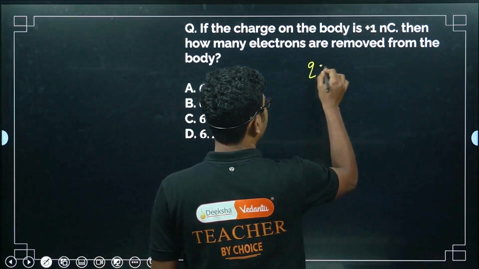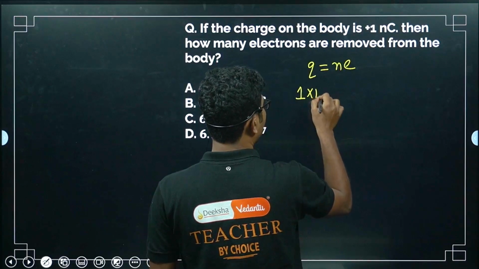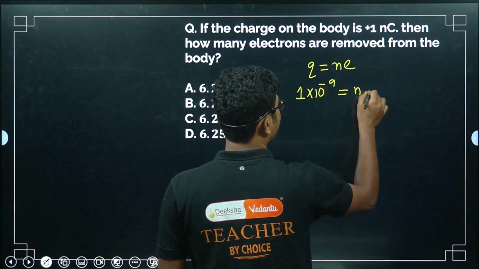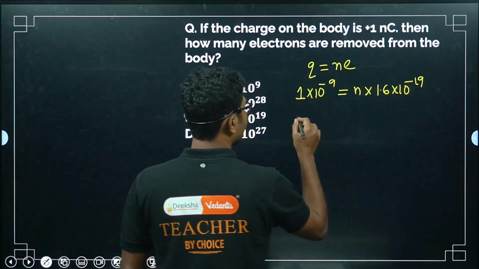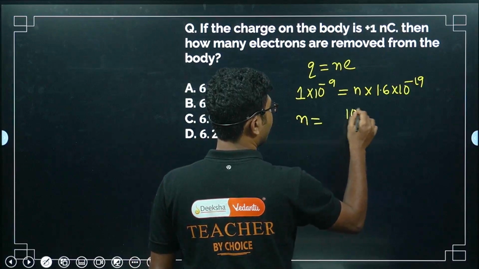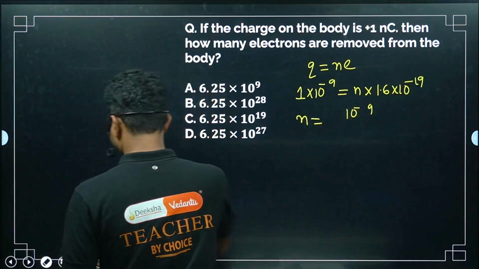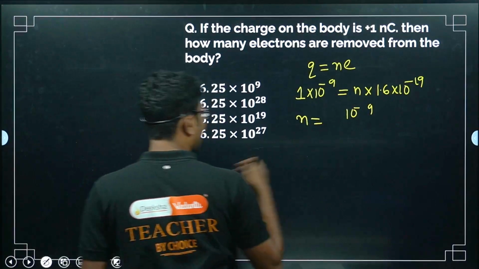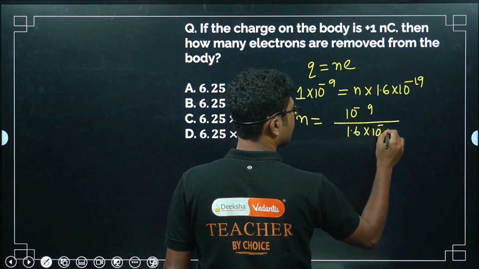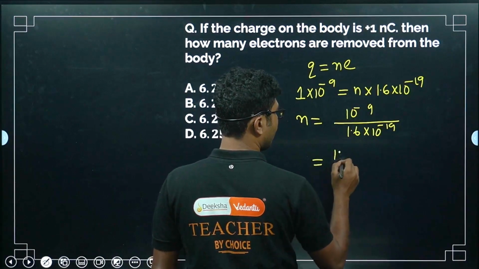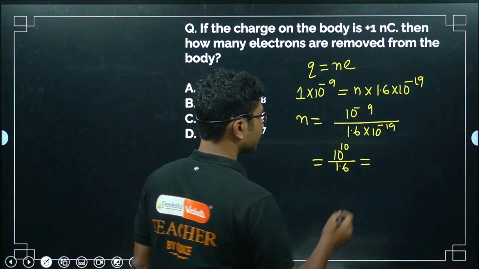We know that Q is equal to Ne, and it is 1 nanocoulomb. 1 nanocoulomb means 10 to the power of minus 9. N we are trying to find. E is 1.6 times 10 to the power of minus 19. So N is basically 10 to the power of minus 9 divided by 1.6 times 10 to the power of minus 19. So if you cancel this, 10 to the power of 10 divided by 1.6.